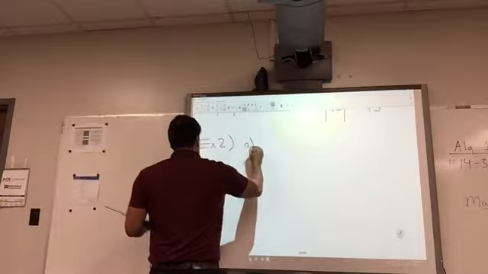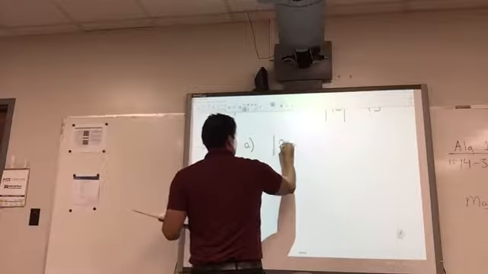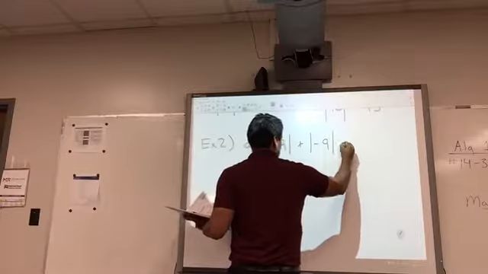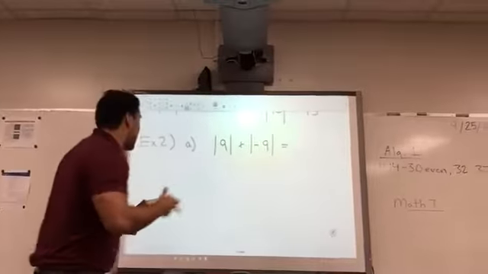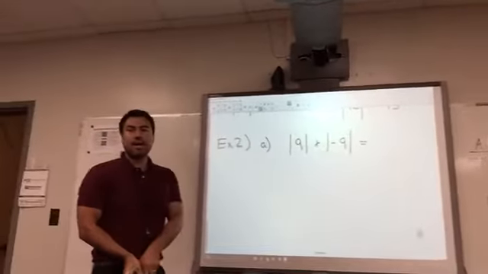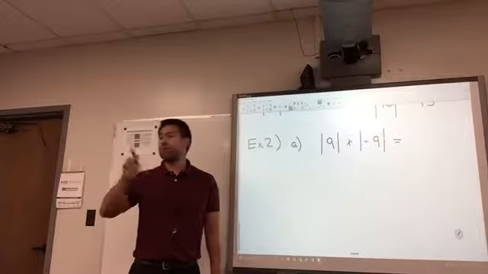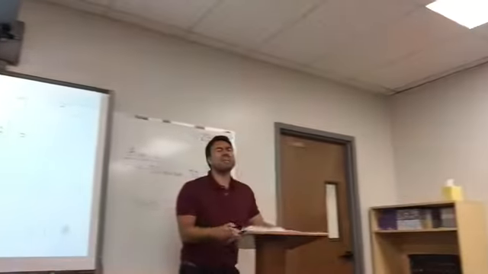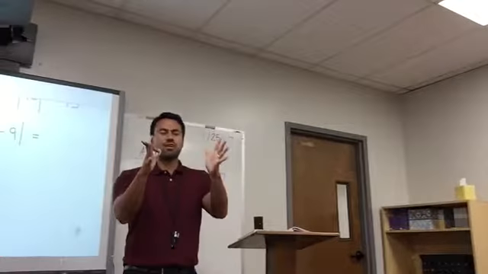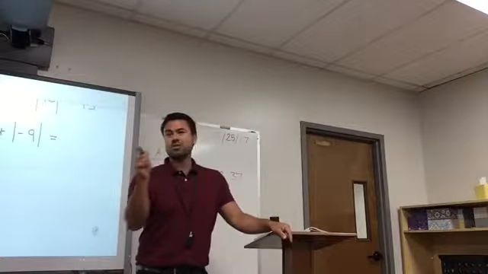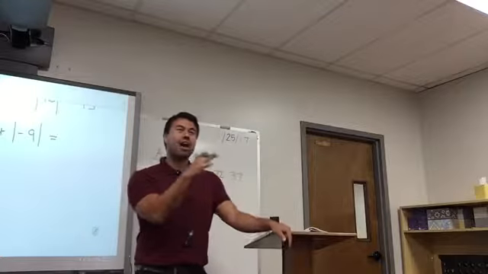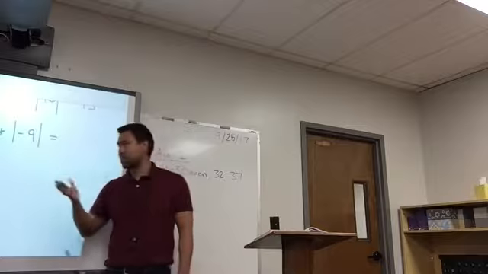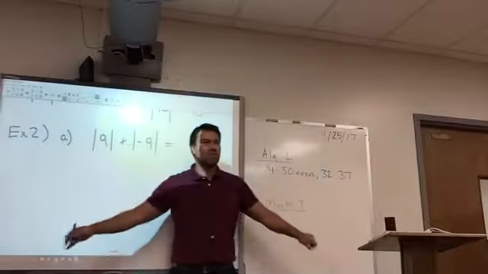And we'll look at A. This one's the absolute value of 9 plus the absolute value of negative 9 is equal to blank. The way I work this one out is I deal with the absolute values first. In fact, guys, remember PEMDAS? We never talked about absolute value signs. Where do you think it goes in the PEMDAS sequence? It's got to go in one of them because we're doing it. Which one does it go into?